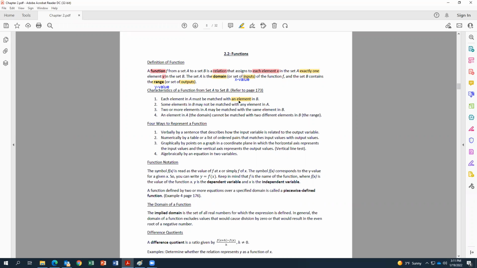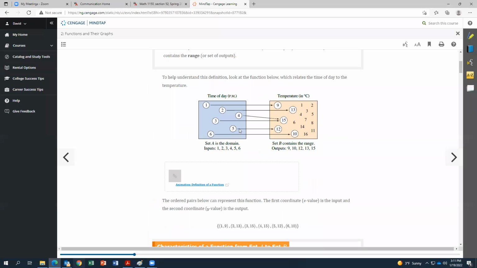Each element in A must be matched with exactly one. Some elements in B may not be matched. What that means is, if you look at this picture, you find that there are some numbers here that don't have a match, which is fine. As long as all your x has a match, but the y has some additional numbers that have not been matched with x, it is still considered a function.